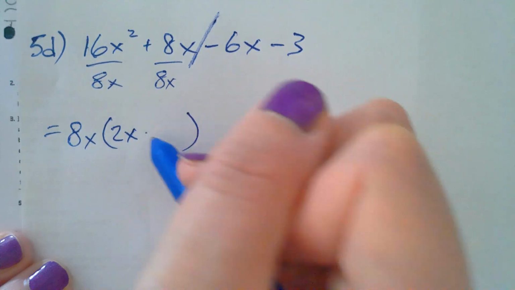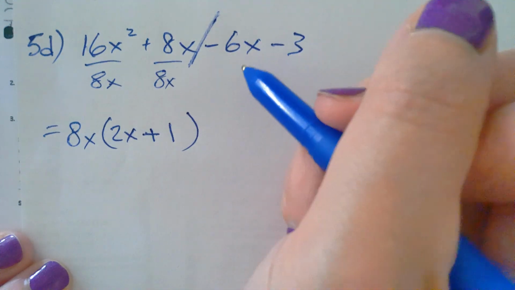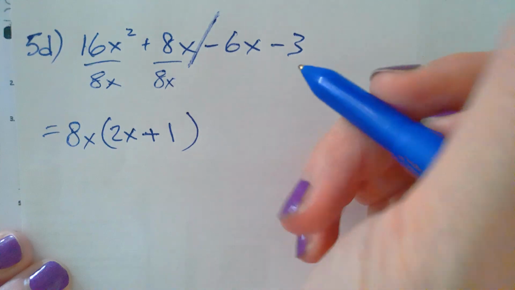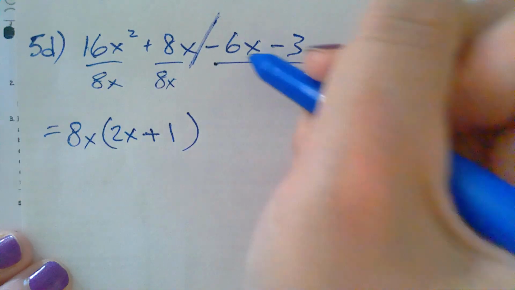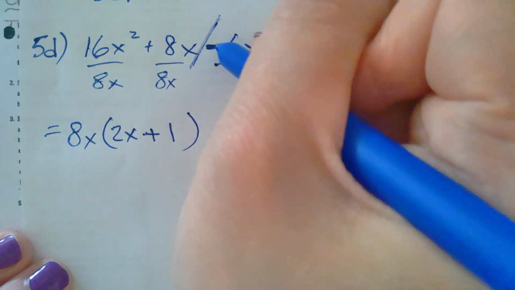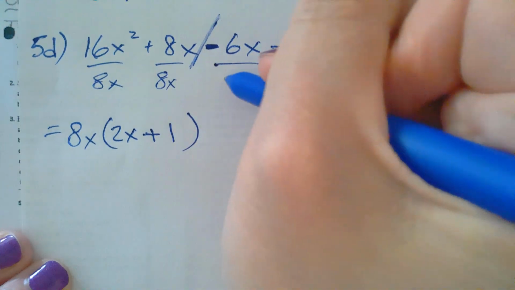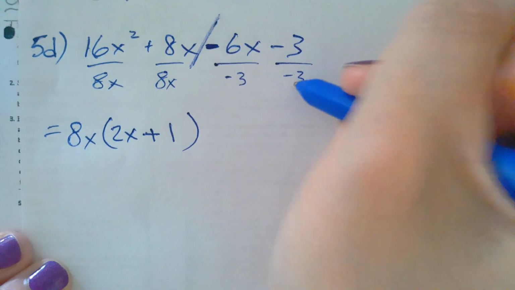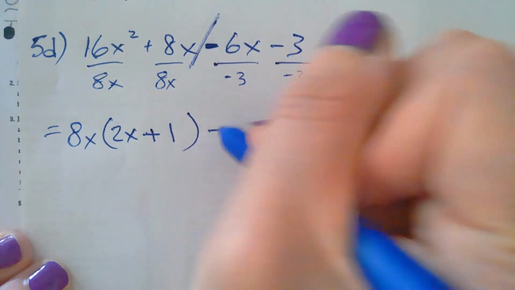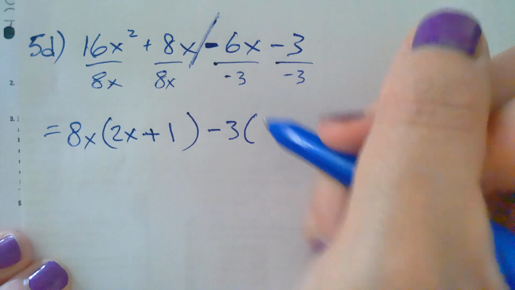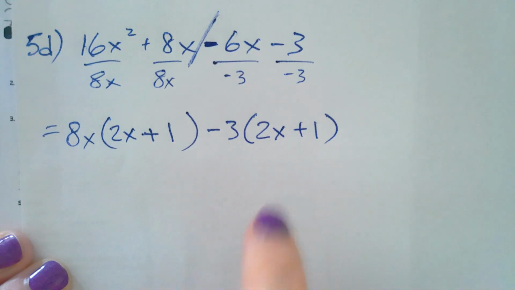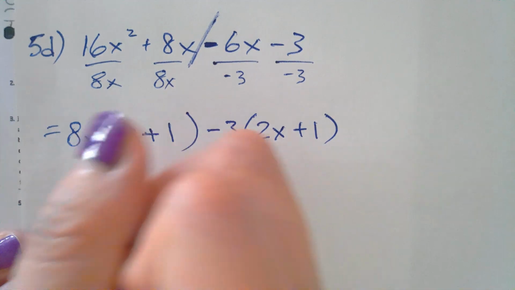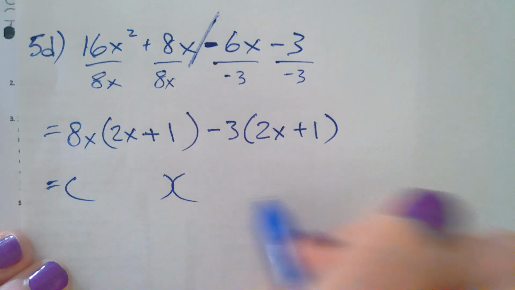Not square. 2x. Good. Okay, what about these 2 terms now? What can I take out of these 2? Okay. The trick is if this is minus, you want to take a negative 3 out. So negative 3. So when you divide it, what do you get? You get the 2x plus 1. Otherwise, your sign is not going to match up. Wait, 2x? Yep. So then what would your 2 brackets be?